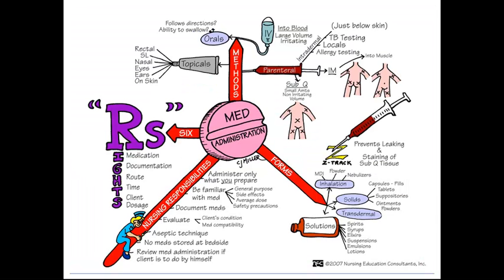So this is kind of a fun slide that summarizes the methods that we can give a medication, so topical, oral, IV, parenteral, or the forms, so solutions, transdermal, solids, and inhalation. But really what I want you to remember out of this slide is the 6 rights to medications. So the right medication, the right documentation, the right route, the right time, the right client, and the right dosage.